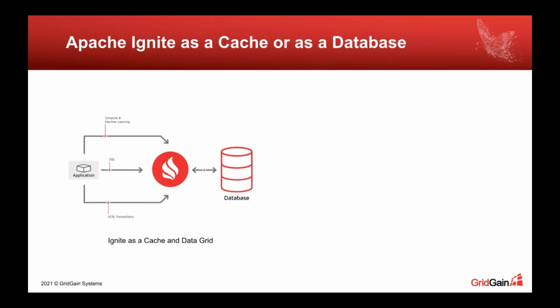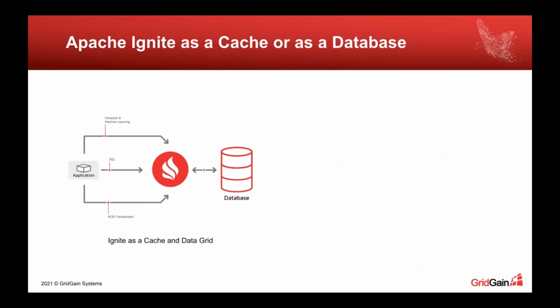And you want to deploy Ignite on top of this database to accelerate the applications. So this is basically the starting point of Ignite, I would say. So that's how Ignite started, as a caching platform or as a data grid platform.